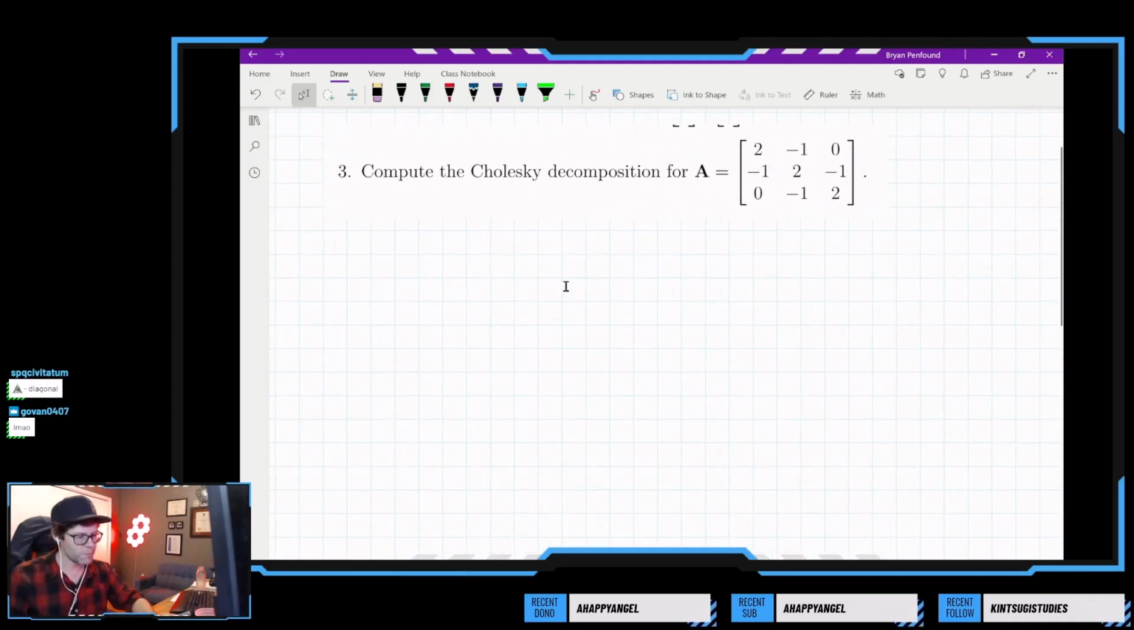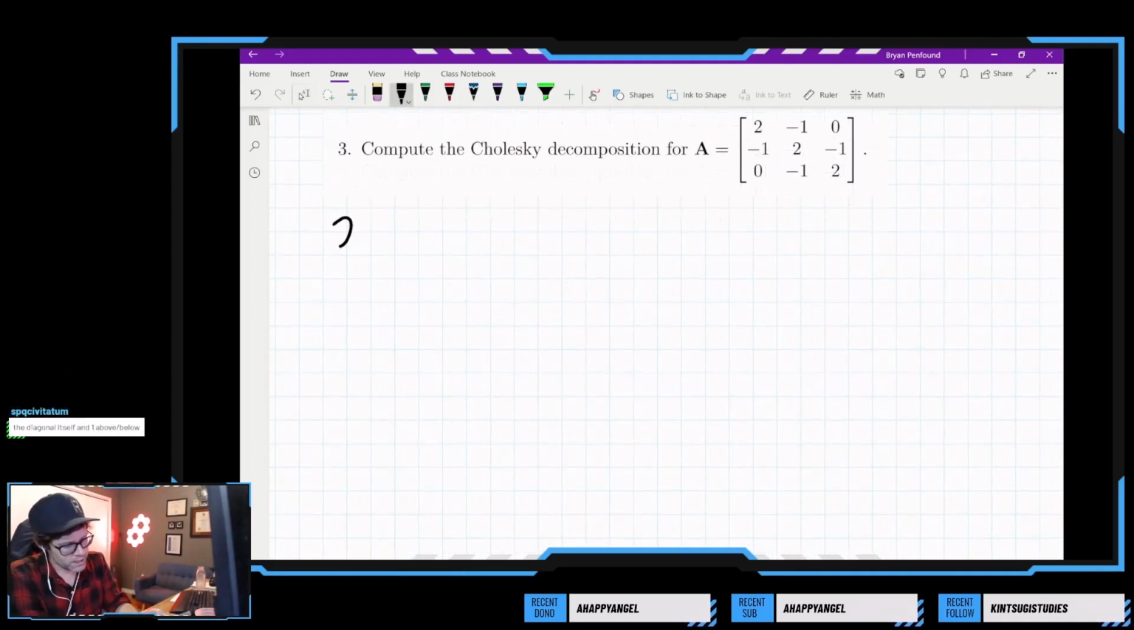Okay, chat, here we go. So what do we want to do? We actually want to take this matrix 2, negative 1, 0, negative 1, 2.